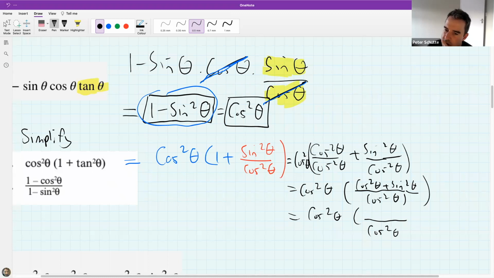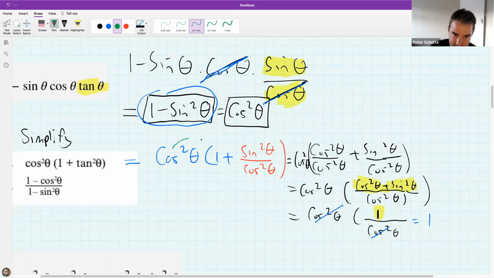And wouldn't this one over here be 1? Isn't this the same as 1? Yes, yes, it is. And so then you cancel out this, and your final answer is 1. Okay, perfect. Absolutely perfect. I'll show you another way we could have done it.